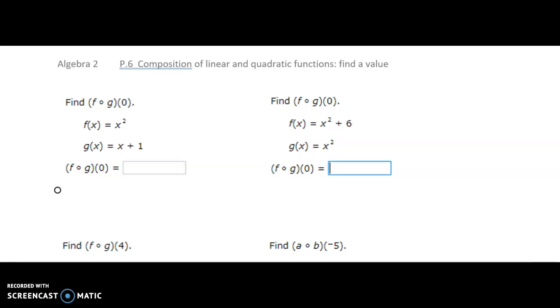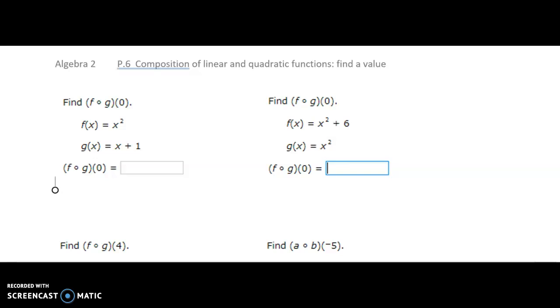P6. P6 is just like P4. It's just that whenever it says compositions of linear and quadratic functions, it doesn't really matter on this one. This is linear because your largest exponent is 1, and this is quadratic because your largest exponent is 2. But other than that, you're going to do it exactly the same way.